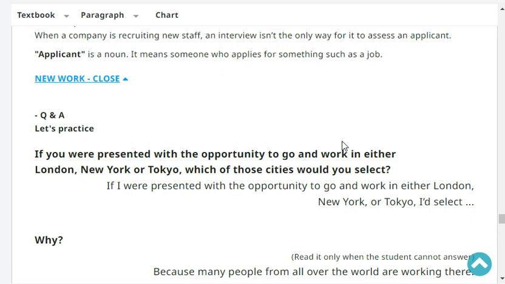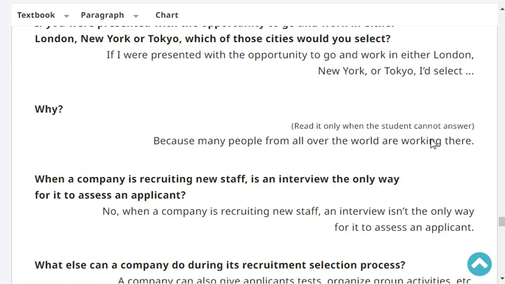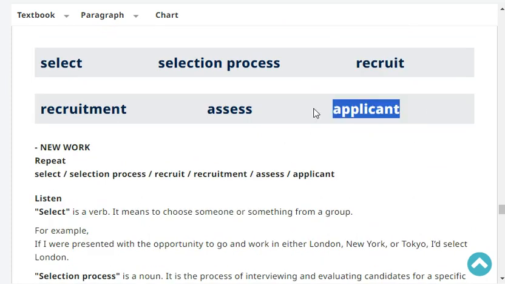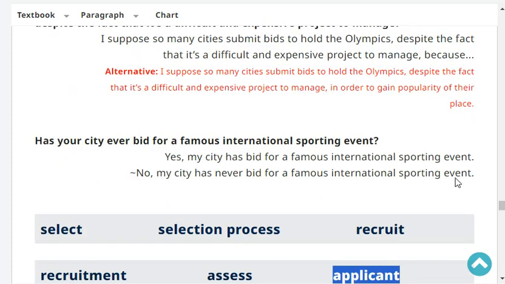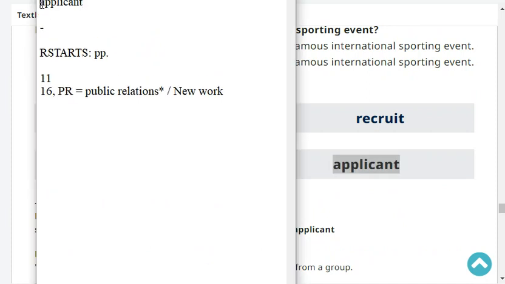If I were presented with the opportunity to go and work in either London, New York, or Tokyo, I'd select New York. Why? Because New York is a place where a variety of businesses are gathering. Very good, and also a very expensive place.